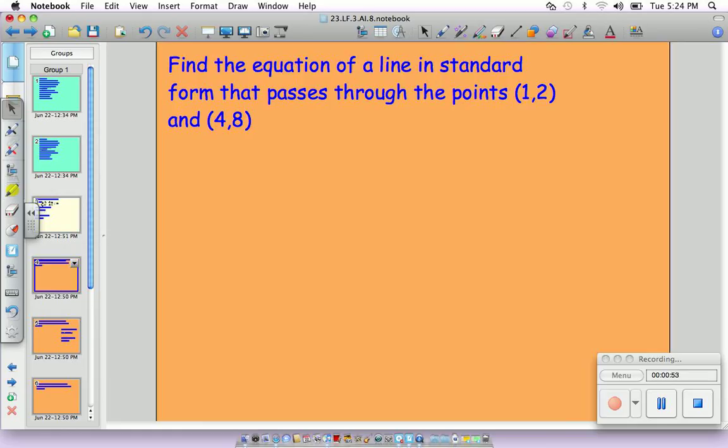Step 1 is for us to find the slope. Before we can do that, we need to label our ordered pairs. So this is x sub 1, y sub 1. These subscripts simply tell me which ordered pair that particular value originated from. X sub 2, y sub 2. The formula, y sub 2 minus y sub 1 over x sub 2 minus x sub 1.